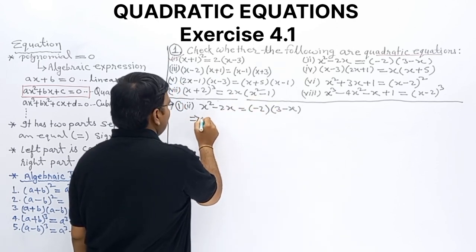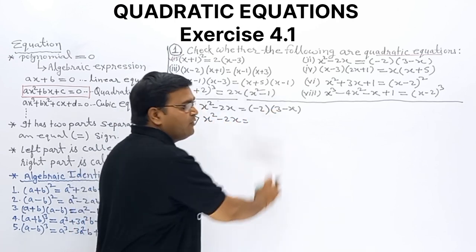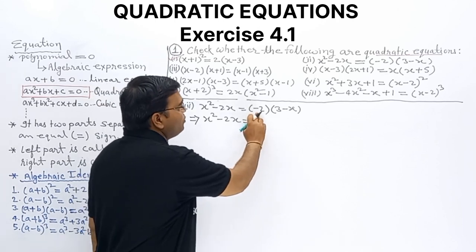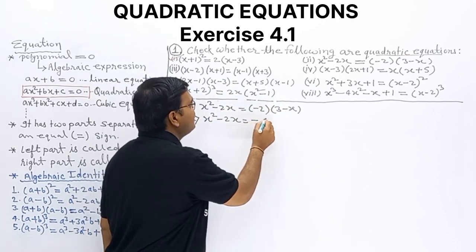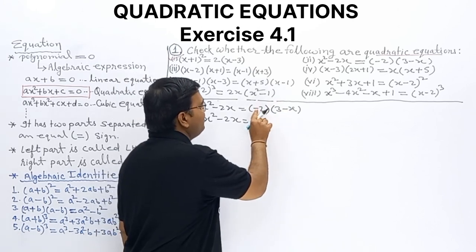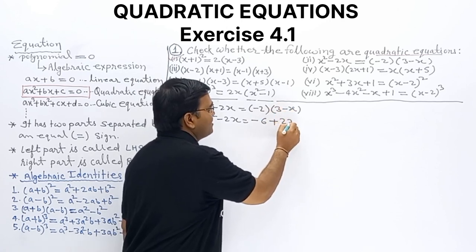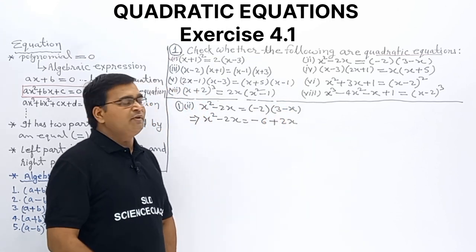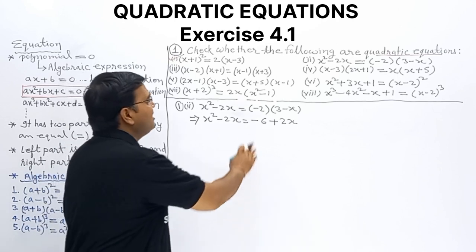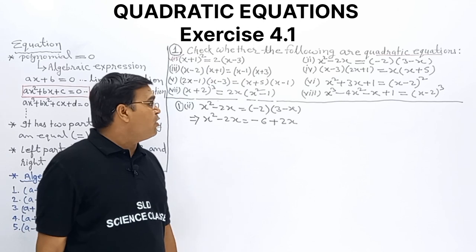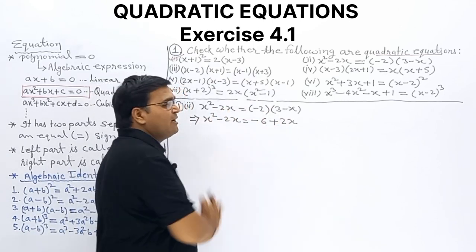How will we solve? x square minus 2x equal to minus 2, we will apply the distributive law. Minus 2 will be multiplied with this one. What? Minus times plus is minus. Minus 6. Now for the next one, minus times minus will be plus, and 2 multiplied by x, 2x. Clear? So we removed the bracket. We multiplied each term by minus 2 and what are we getting? Minus 6 plus 2x.